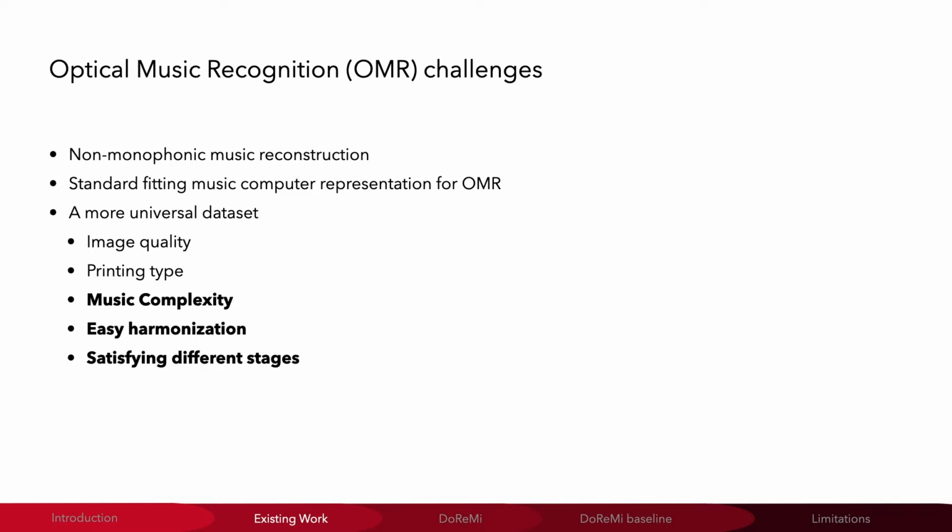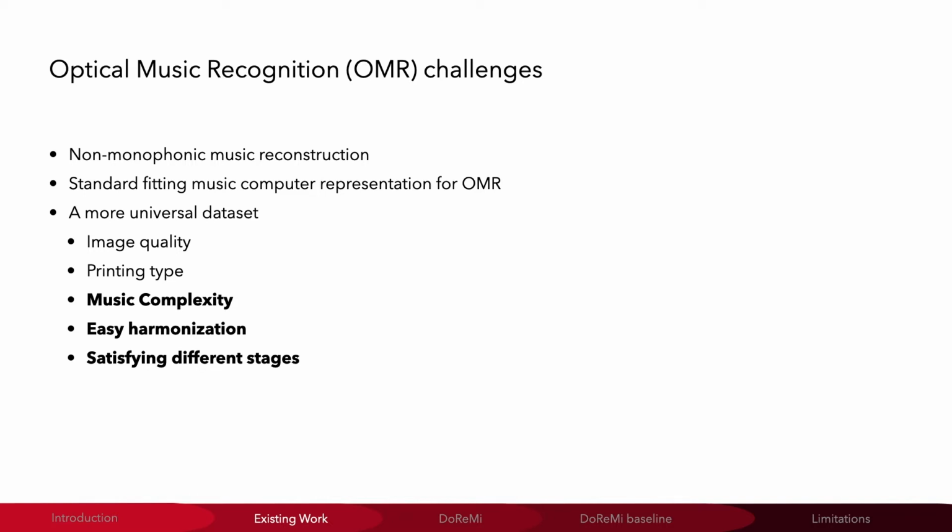While there have been systems developed by some of the other attendees today for monophonic scores, the threshold has yet to be crossed for more complex scores. This mainly comes from the lack of a standardized and better fitting computer representation of music. While creating new datasets, that's one thing to keep in mind. How can we at the same time introduce a representation that could possibly encode music complexity and be fit for machine learning models? Along with that, we have to consider diversity in data, such as image quality and printing type.